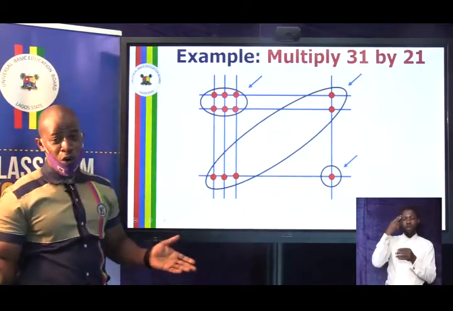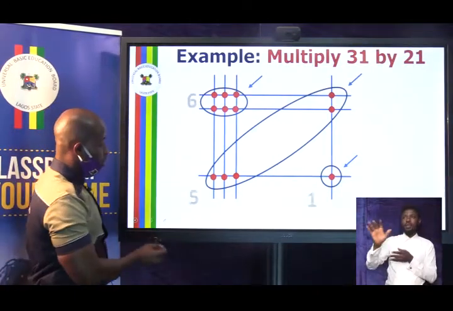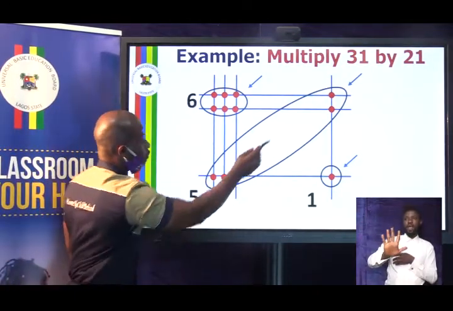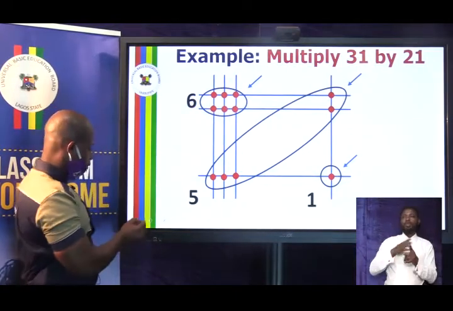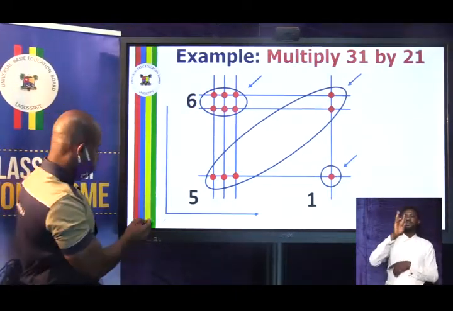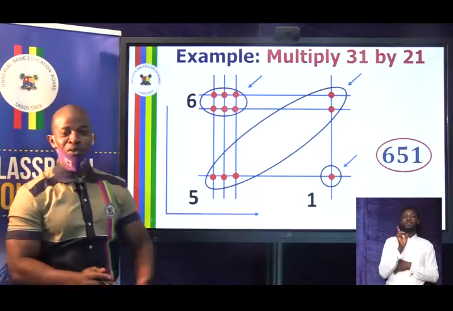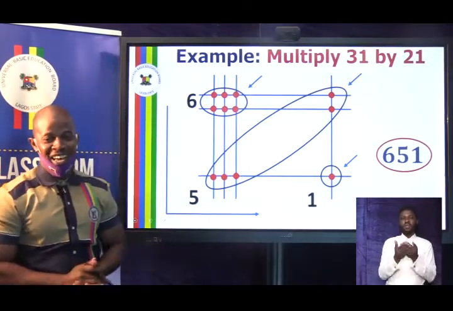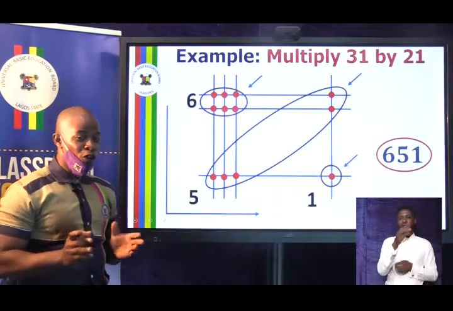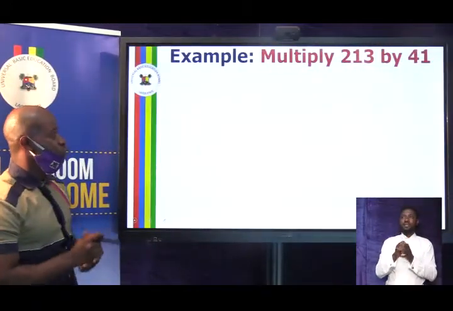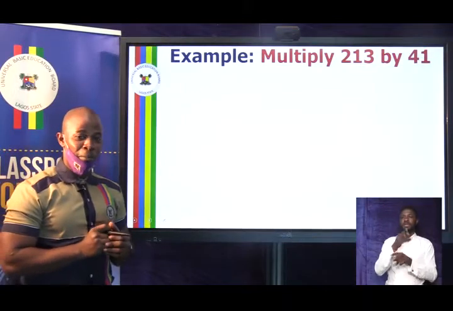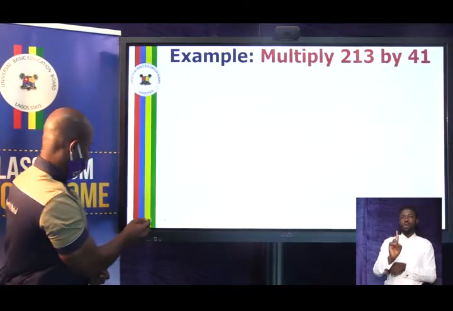Then of course everyone can count. Here I have 1, here I have 1, 2, 3, 4, 5, so write it here. Here I have 1, 2, 3, 4, 5, 6. So my final answer is 651. It's as simple as that. Let's just take a look at something that involves carrying as our final example. This one says 213 multiplied by 41.